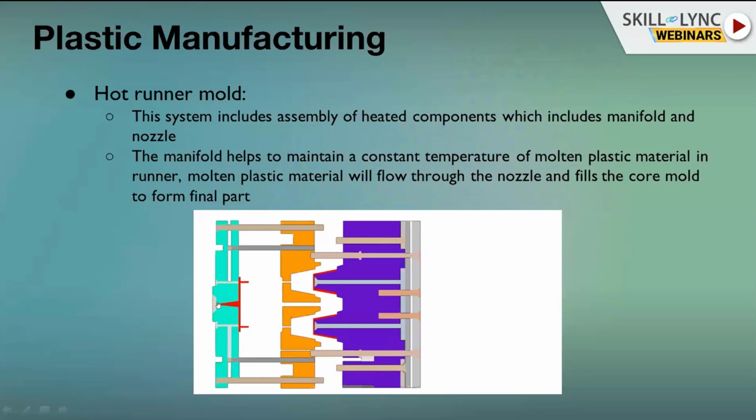Yes, in a hot runner mold, there will be a nozzle and a main manifold. In the manifold, there will be nozzles; if there is a multi-cavity mold, there could be 2 or 3 nozzles. In the manifold, the plastic material is heated, and it is injected at very high pressure into the core and cavity, and we get the required component. The hot runner mold is generally used for very large components, like dashboards or car panels. For those kinds of components, the hot runner mold is used.